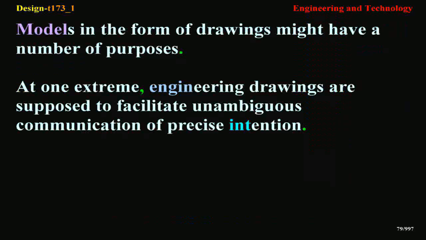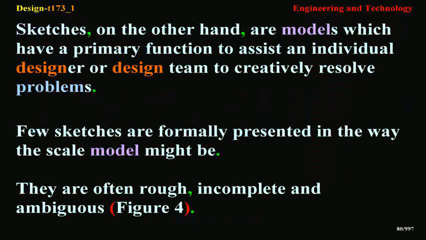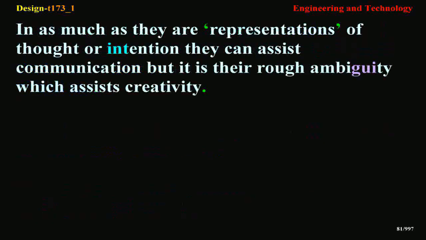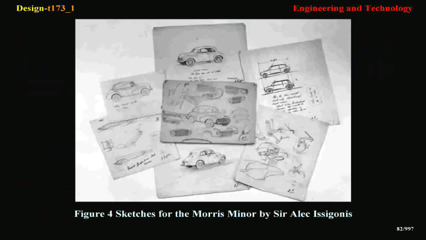Models in the form of drawings might have a number of purposes. At one extreme, engineering drawings are supposed to facilitate unambiguous communication of precise intention. Sketches, on the other hand, are models which have a primary function to assist an individual designer or design team to creatively resolve problems. Few sketches are formally presented in the way the scale model might be. They are often rough, incomplete and ambiguous. Figure 4. Inasmuch as they are representations of thought or intention, they can assist communication, but it is their rough ambiguity which assists creativity. Figure 4, sketches for the Morris Minor by Sir Alec Issigonis.